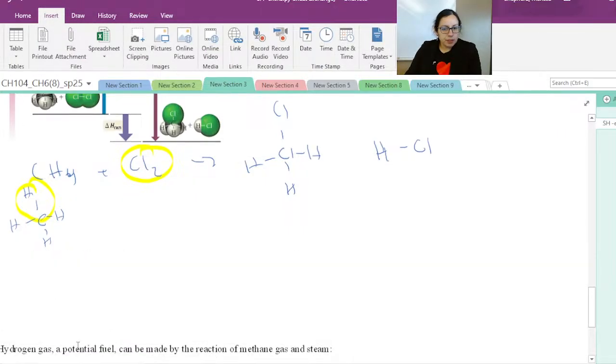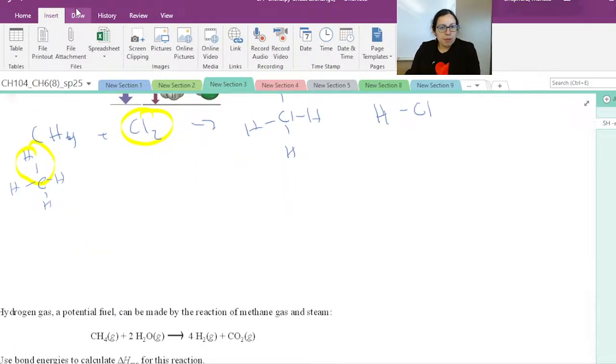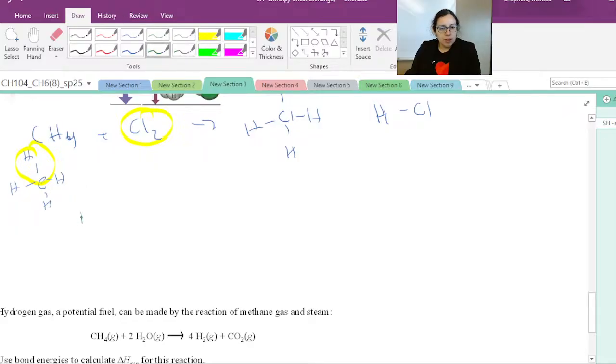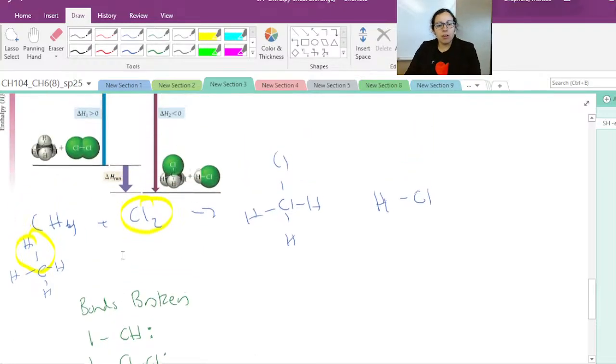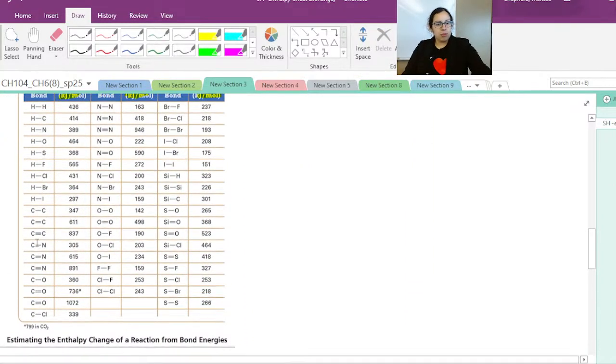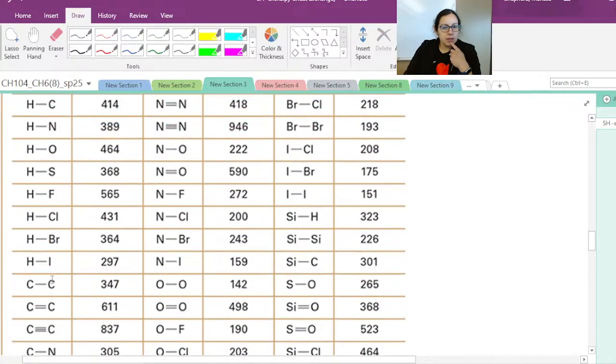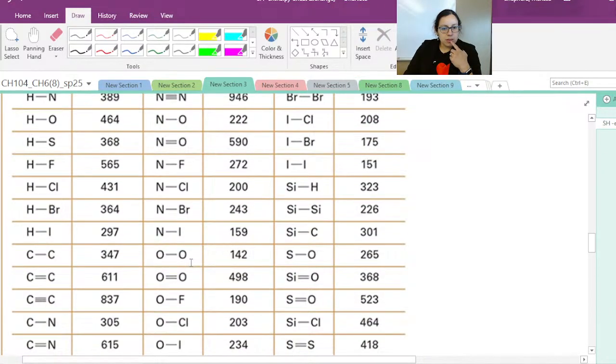I like to separate it into bonds broken. So we have 1 carbon-hydrogen and 1 chlorine-chlorine. Now this is where I use my chart. So I'll go back to my chart up here. Where's CH?